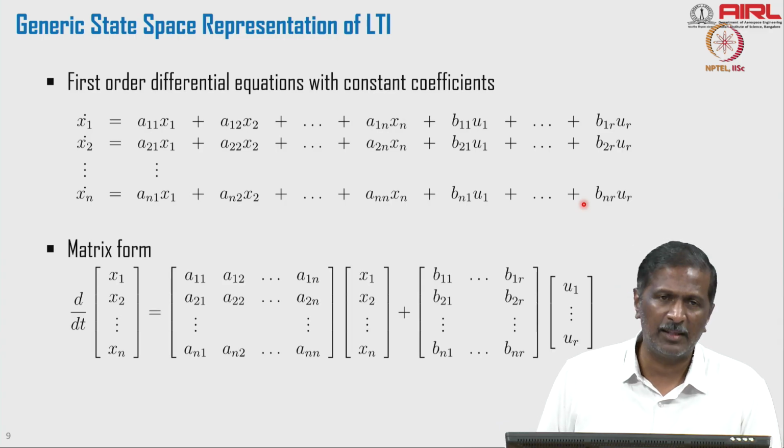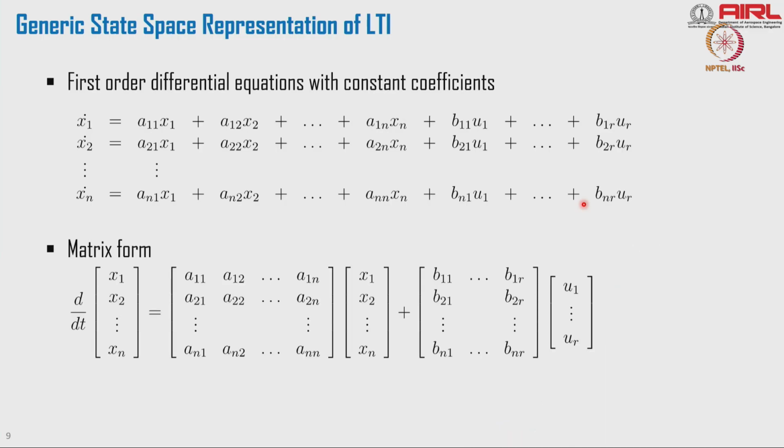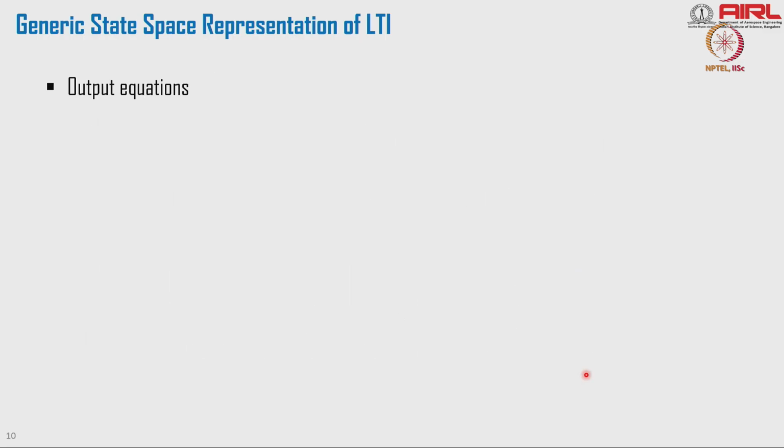I can represent this in matrix form, x dot, d by dt of x1 to xn. I have a matrix A which contains all the coefficients a11, a12, up to an1, an2, ann, and then the state vector. Then I have a B matrix which comprises the linear coefficients with respect to the input, b11 to b1r, bn1 to bnr, times u1 to ur. That is your input vector, right.